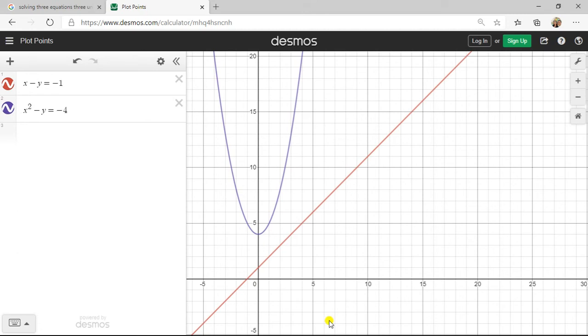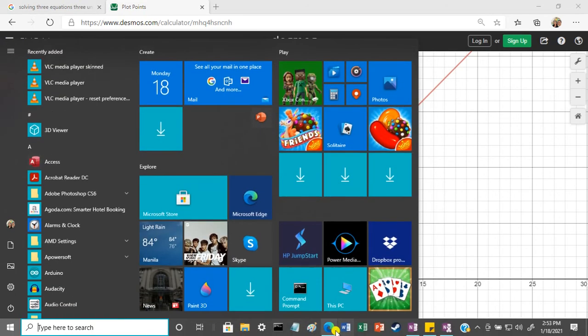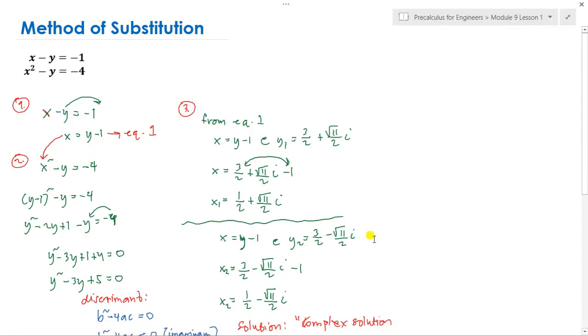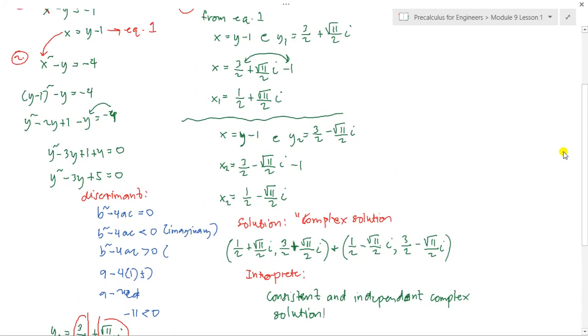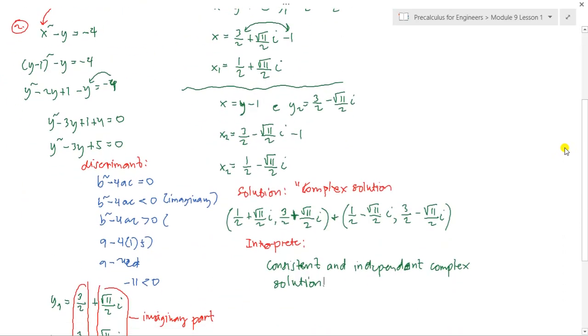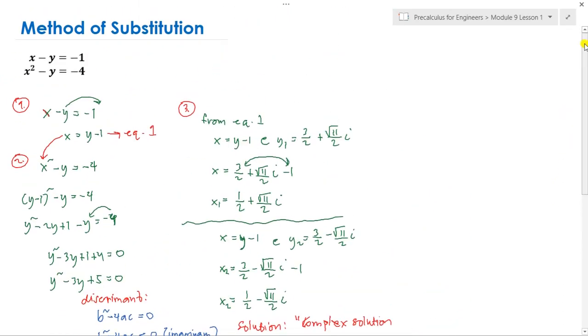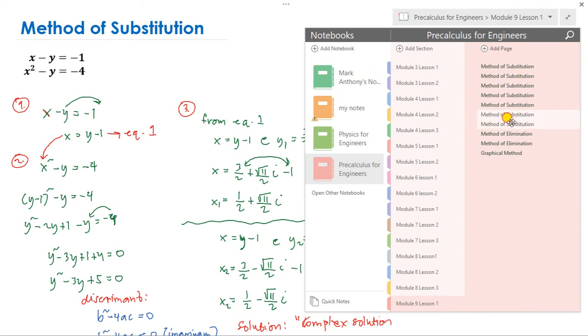Why is it that the solution to our nonlinear system does not display an intersection here? Of course, it is not displayed since the solution is complex. It's not only a real number solution; it comprises both real numbers and imaginary numbers. It is a consistent and independent system with a complex solution. I hope you caught up with this, and if you did, let's proceed to the next one.